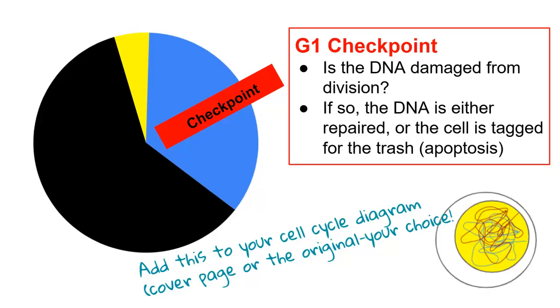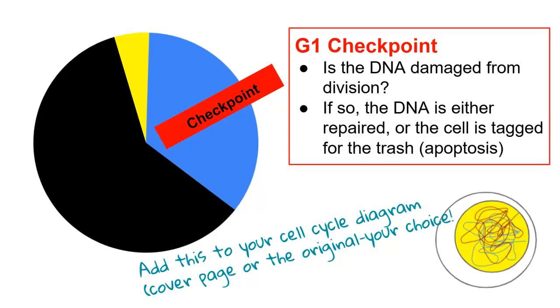So let's take a look at some of these supervisory roles. Each of these checkpoints is a protein, like I said, and these occur throughout the cell cycle. We're going to go over three, but the idea is the same throughout.